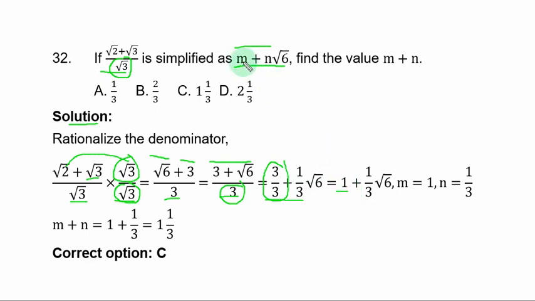If you compare with this, you simply have m equal to 1 and n equal to 1 over 3. Therefore, m plus n is equal to 1 plus 1 over 3, and that is one whole number, 1 over 3. So C is the correct option.